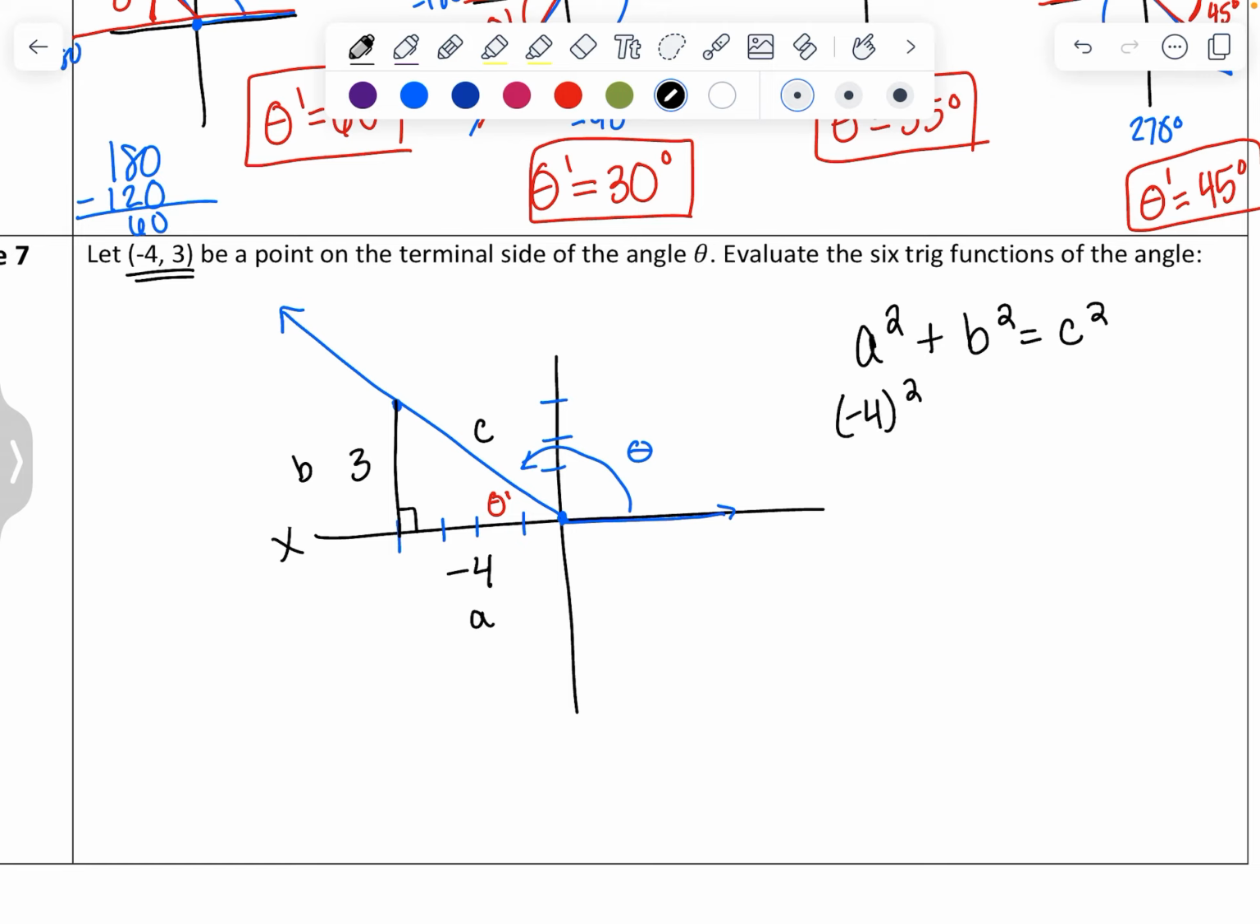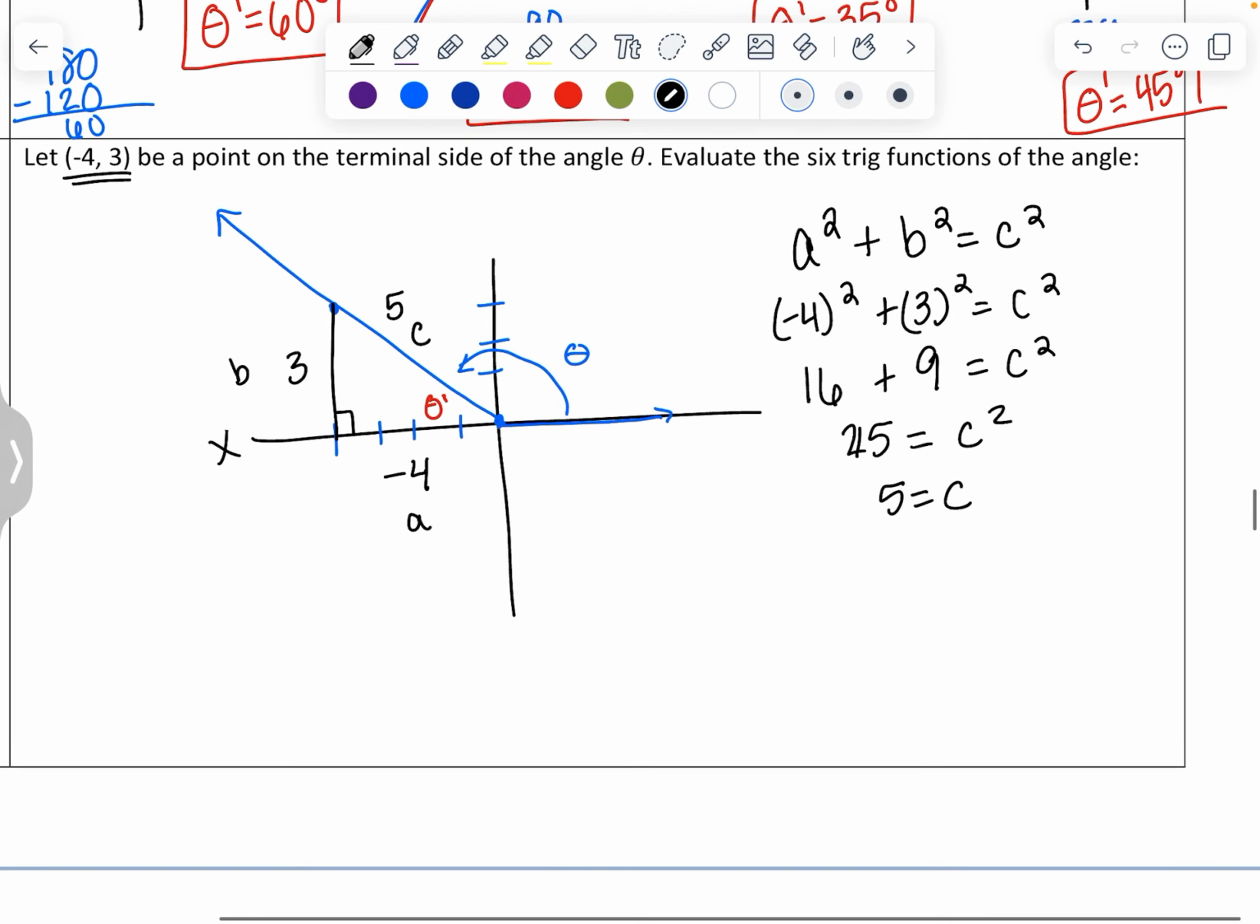Be careful when you square a negative, you should get a positive result. Negative 4 squared is 16, 3 squared is 9. And then that would give me 25, and so C is 5. This is actually a Pythagorean triplet, 3, 4, 5, so that works out nicely. Then I have my angle is always next to my vertex. Remember, the vertex is at the origin, so the angle is always formed by the vertex. So that's my angle, which means that 3 is going to be my opposite side, 4 is my adjacent side, and 5 is my hypotenuse.